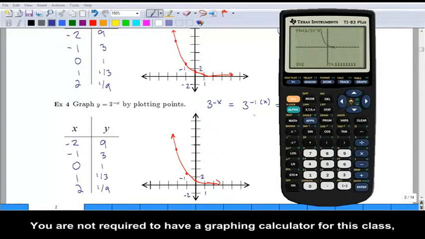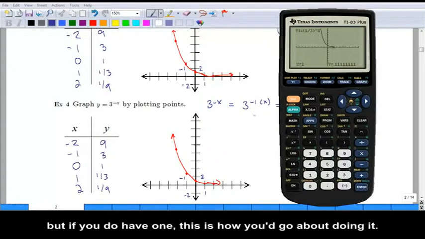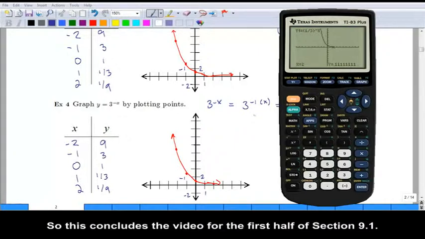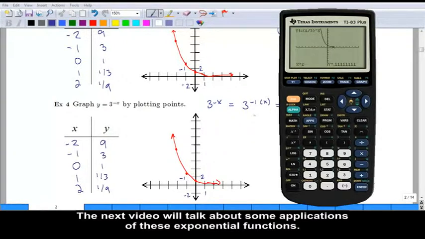You are not required to have a graphing calculator for this class, but if you do have one, this is how you would go about doing it. You will need a graphing calculator if you go on to Tech Math 4. So this concludes the video for the first half of section 9.1. The next video will talk about some applications of these exponential functions.